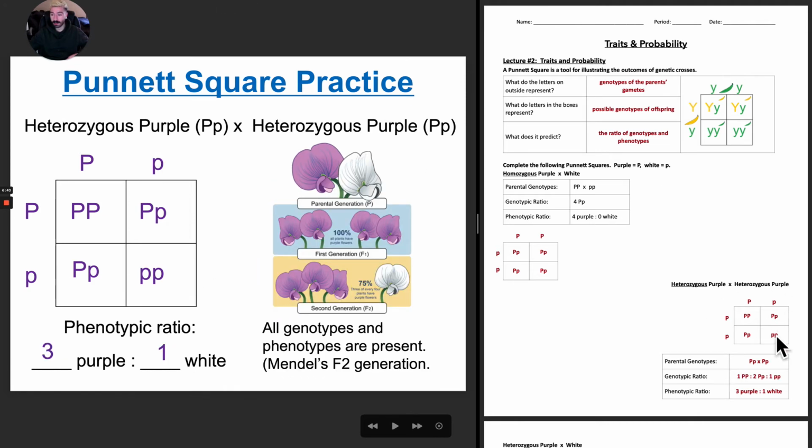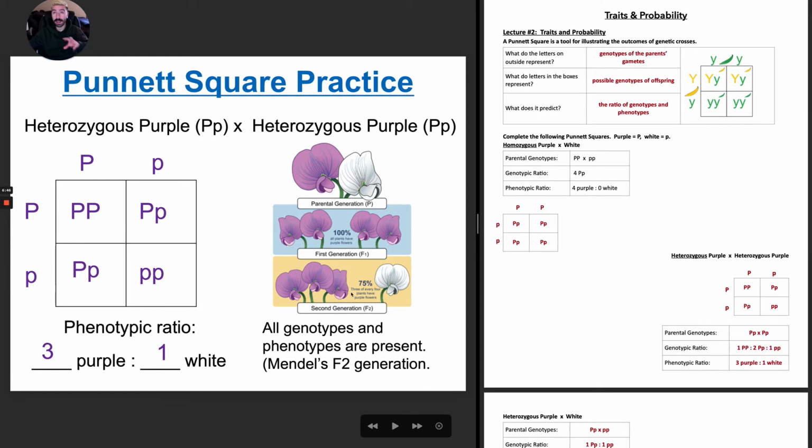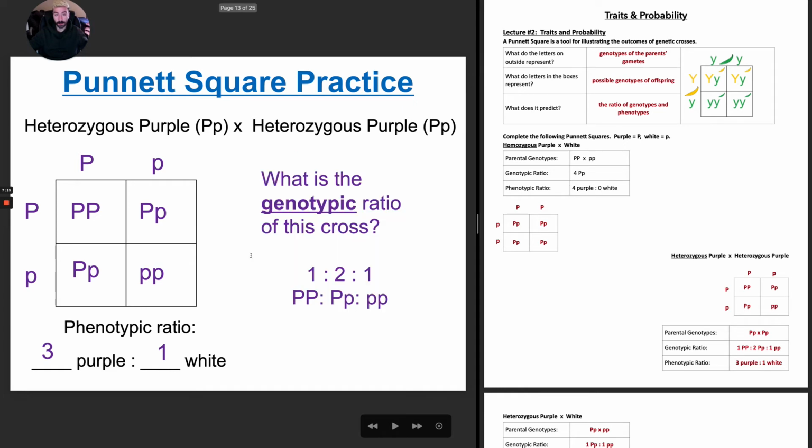Now this next cross down here on the notes, we're crossing the F1 to get the F2. So here we have the heterozygous purple plant crossed with the heterozygous purple plant. They're both big P, little p, and you'll see that over here. When that happens, you carry the big P here, the little p here, the big P and the little p, and you'll get 1 big P big P, 2 big P little p, and 1 little p little p. And so we would have that ratio as 1 big P big P to 2 big P little p to 1 little p little p.